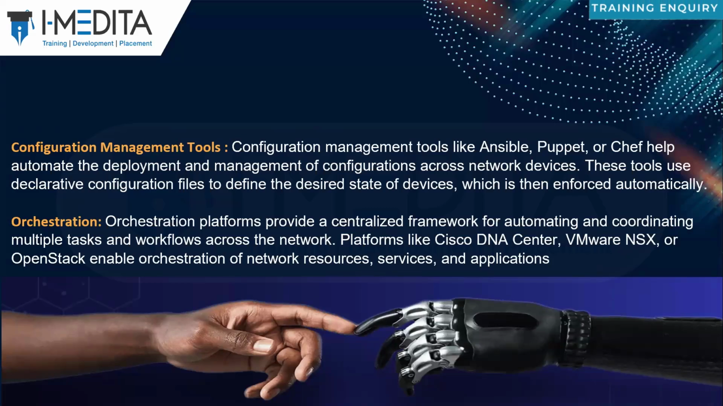Configuration management tools. Like I have given the example of Ansible, the similar tools are Puppet and Chef. These tools, like I already said, use declarative configuration files to define the desired state of the devices, which is then enforced automatically. That means you need not worry about whether something is already available in the switch, the router, or maybe the server. It will not be overridden or reconfigured no matter how many times you push the same script. So only the changes are pushed, not the entire script rerun. That is the beauty of configuration management tools.